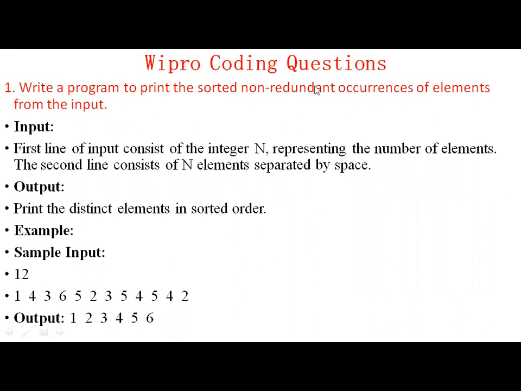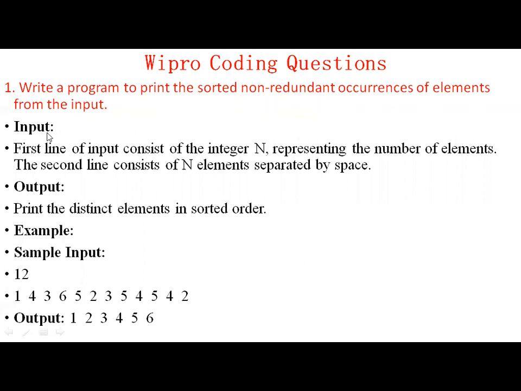That means some elements are occurring redundantly in the input. So we need to eliminate such redundant elements and print the elements in sorted order, and duplicates you need to remove. You might have solved a question on removing duplicate elements from an array. So it is another way of asking the same question: sorted non-redundant occurrences of elements.